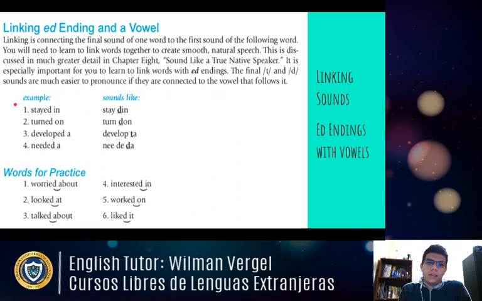Okay, pay attention. We have this verb in past, and then we have this preposition. We have stayed, and then we have in. If you say stay in, then you're not pronouncing the past. But if you want to pronounce the past, you should pronounce it like this: stayed in. It's like the ed ending sound is shifted to the next word. So we say stayed in.